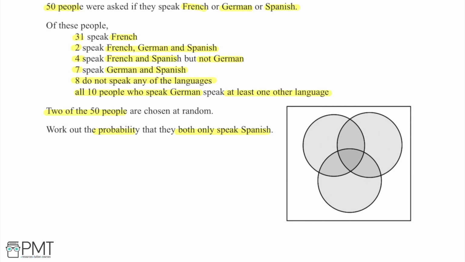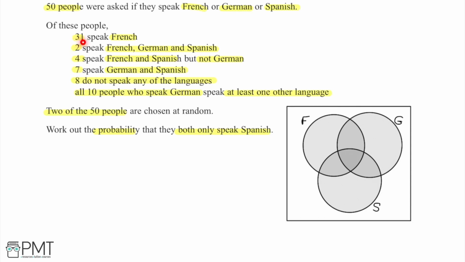So once I've got the Venn diagram, I can start labelling it up and start putting any obvious values in. So if I just take this circle as being F for French, and then G for German for this one, and then the bottom one can be S for Spanish. Now I can just work my way logically through the information in the question and fill in as many values as I can.